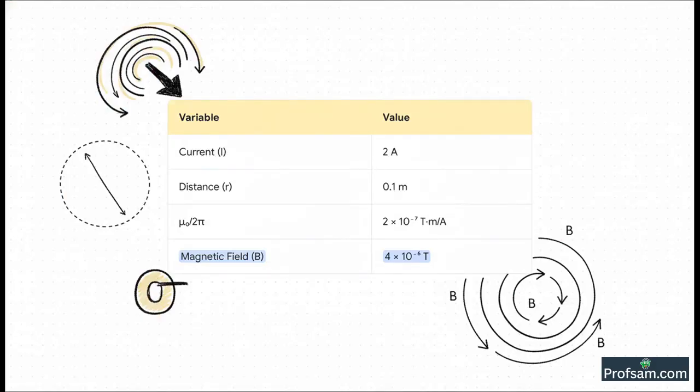Let's just do a tiny example to see how easy this is. Let's say the current, I, is 2 amps, and we want to find the field at a distance r of 0.1 meters. We just have to plug these values into our shiny new formula. We know that the constant mu 0 divided by 2 pi is just 2 times 10 to the power of minus 7. So B becomes 2 times 10 to the minus 7 times 2 divided by 0.1, which gives us 4 times 10 to the minus 6 Tesla. It really is that straightforward.